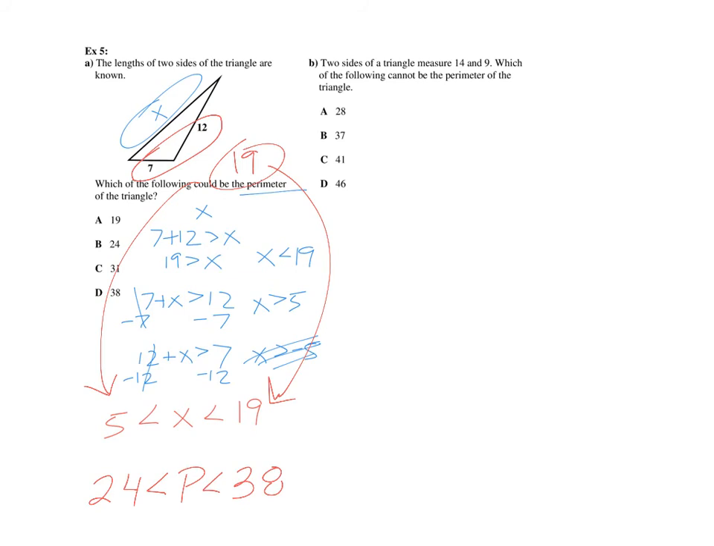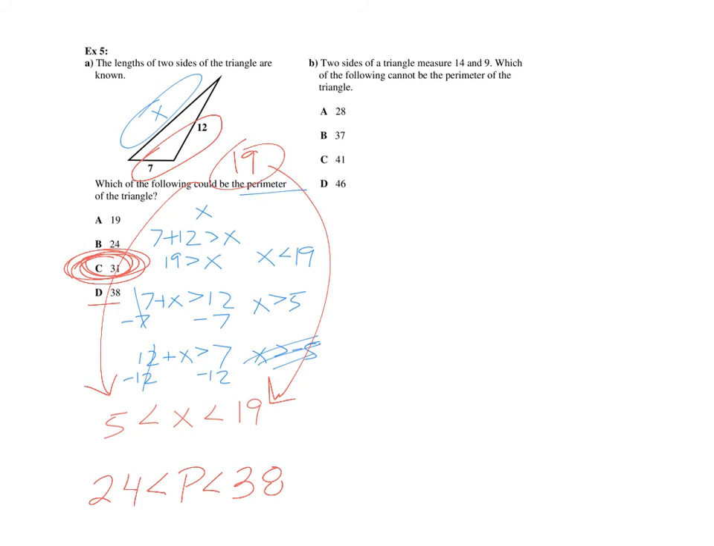So what numbers exist between 24 and 38? That would be 31. All right, you don't want to pick 24 because it's not equal to, right? And you don't want to pick 38 because it's not equal to. Watch out for that, it's just 31. Done. All right, and we have B.